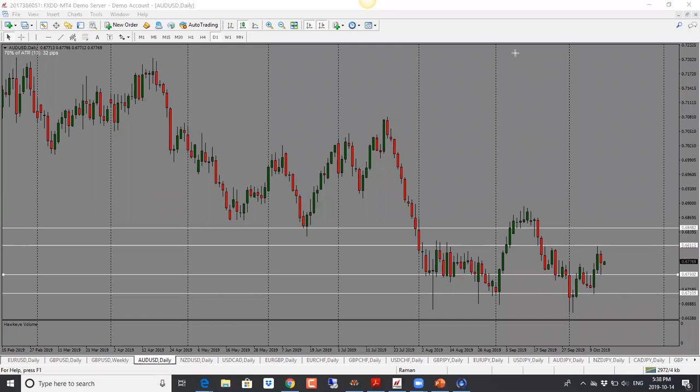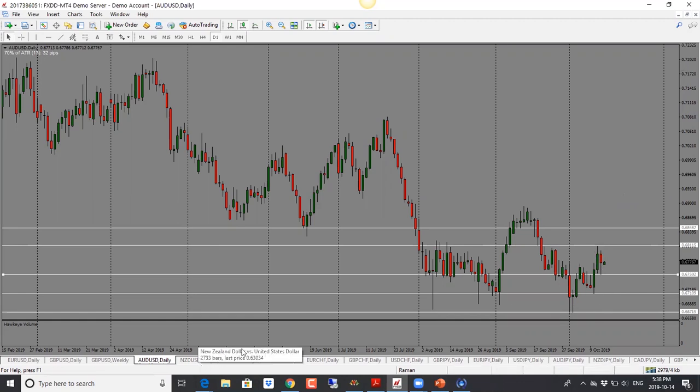Bias here is bearish. Now, we are also likely to see an impact from the monetary policy statement. If the monetary policy statement is neutral or bullish, this one could go up. So be mindful of that. For now, though, bias is bearish for Aussie dollar. First target is 0.6750. Second target is 0.6720.